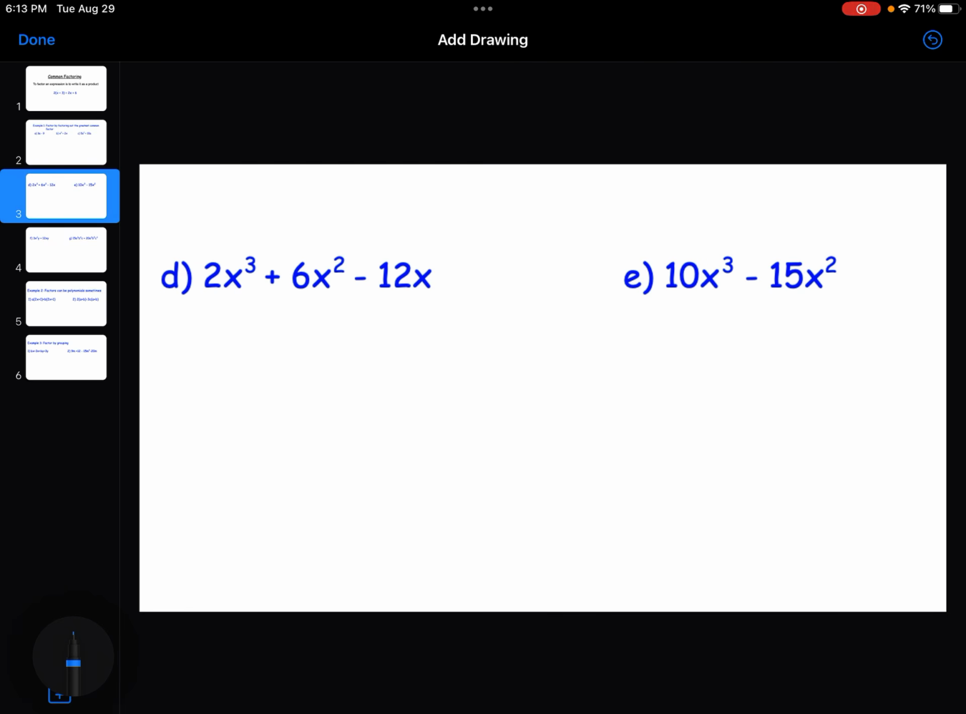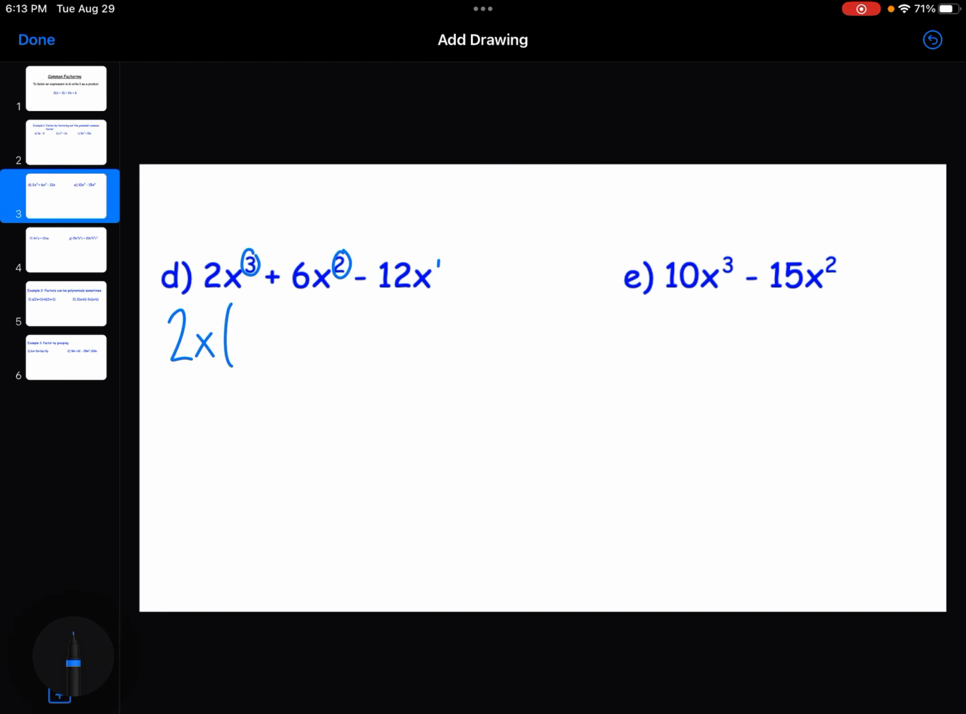Let's look at another example. Well, this one looks a little bit harder because it's got 3 terms, there's more going on, but I'm just going to do it the same way. I'm going to look at all of the coefficients first. I've got 2, 6, and 12. Well, those are all even numbers, so I can divide them by 2. Now I've got x to the 3, x to the 2, and x to the 1. Well, 1 is smaller than 2 and 3, so that's what I'm going to put here.